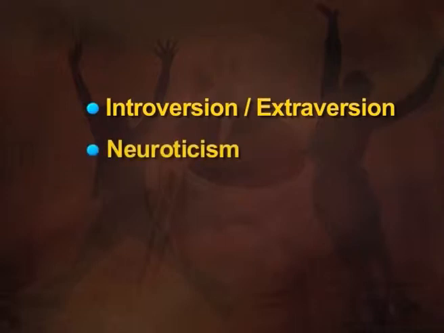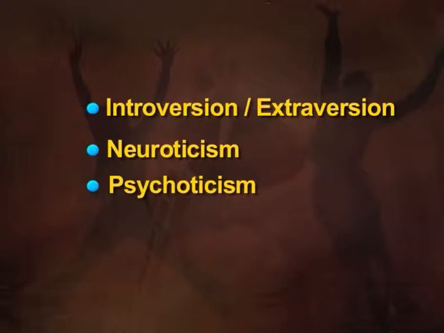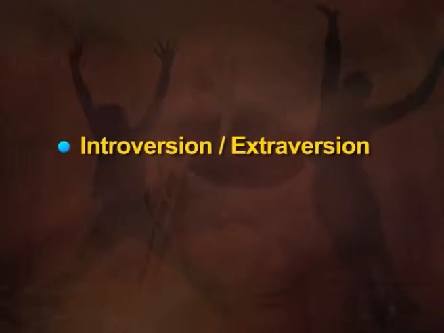Apart from Cattell and Allport, another trait theorist is Eysenck, who felt the personality of an individual can be classified into three different traits or three different levels. One such trait is introversion or extroversion, the second level is neuroticism, and the third dimension which he added later is psychoticism.